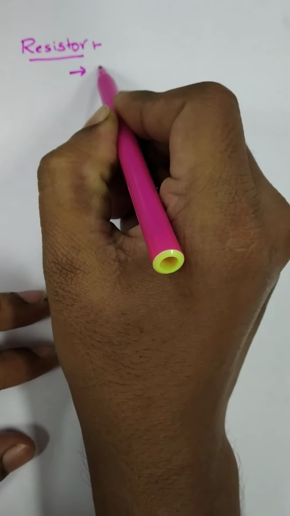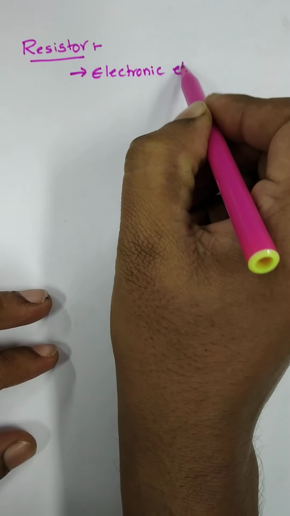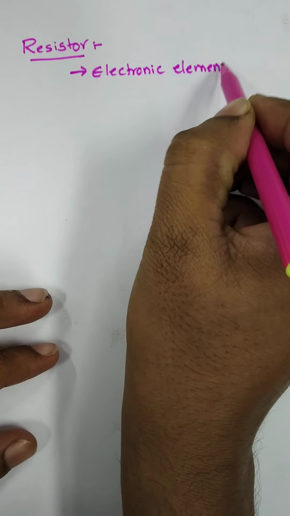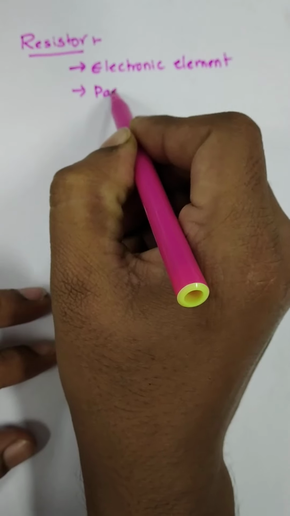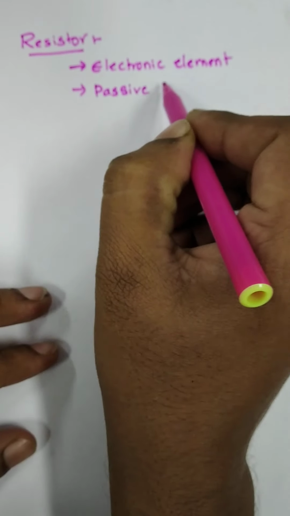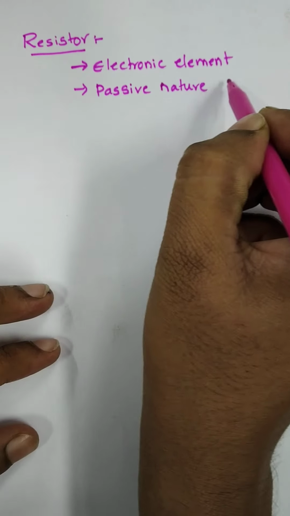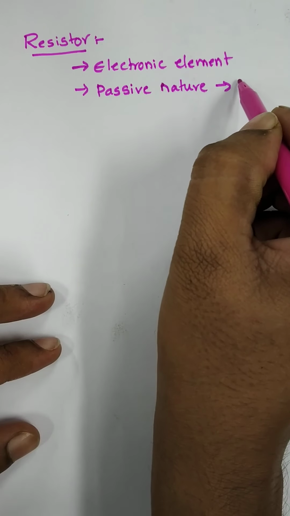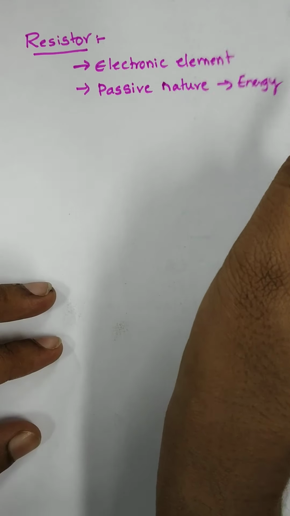Today we will discuss a resistor. It is an electronic element which is passive in nature. Passive means if you give some external force or energy, then only it will work.